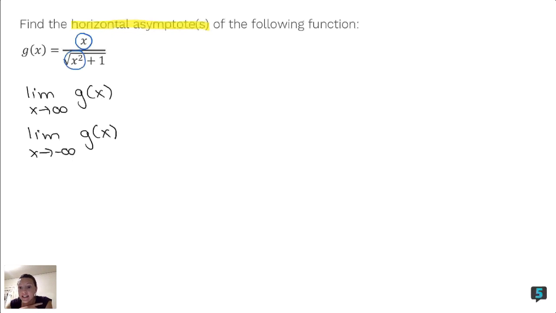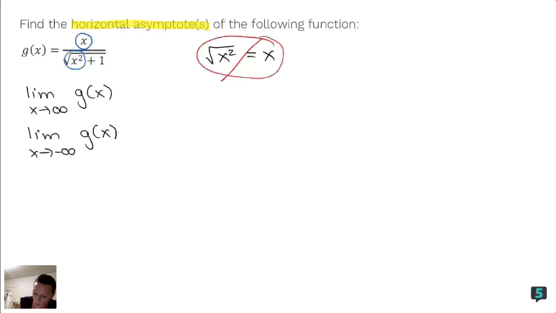Yes, exactly. We have to make sure that we use our absolute value. So a common mistake that students make is that they say, oh, the square root of x squared is x. This is not the case, though. The square root of x squared is the absolute value of x, okay? So let's keep that in mind as we move forward with this example, okay?